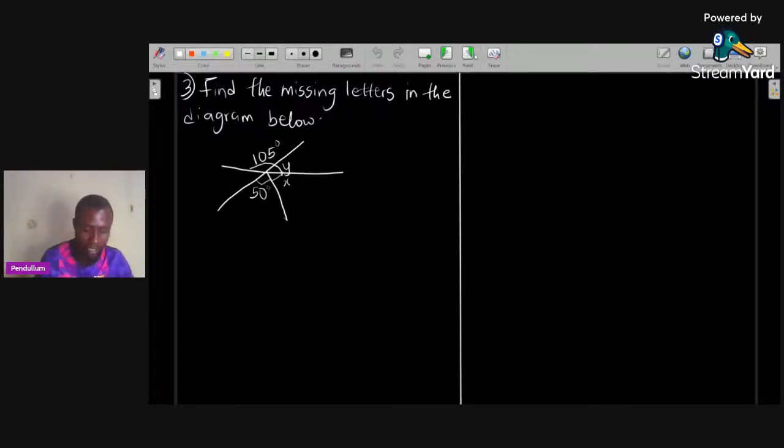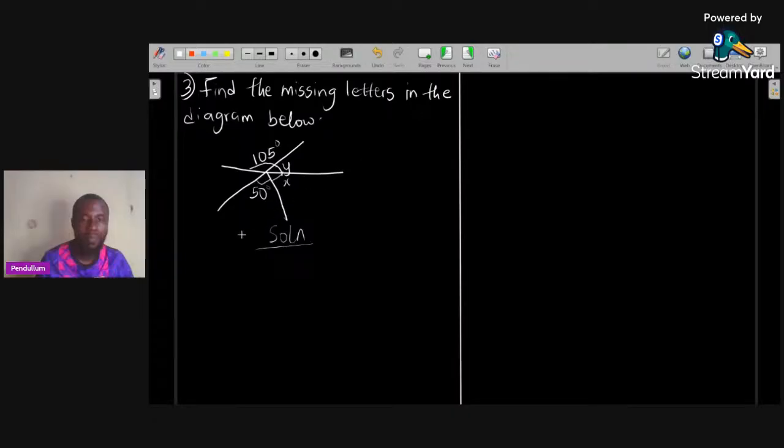All right. Quickly, let's look at number three. Another question that I got. We're asked to find the missing letters in this diagram, X and Y. And this is the simplest of all the questions. But you need to remember your line theorems. I think it's under geometry, your line theorems.